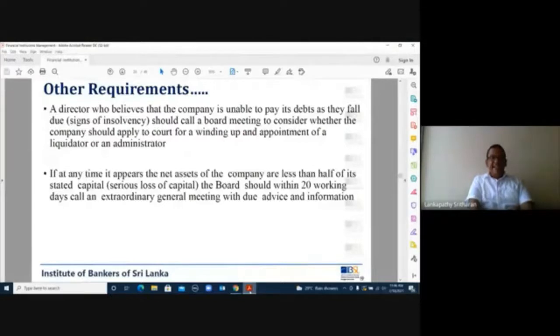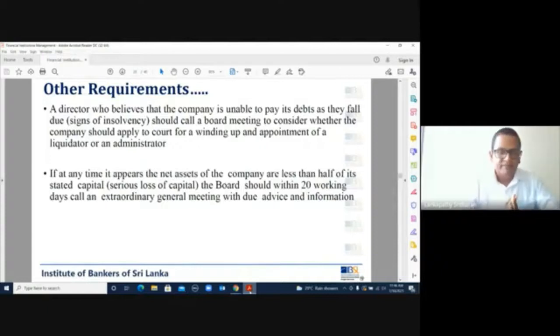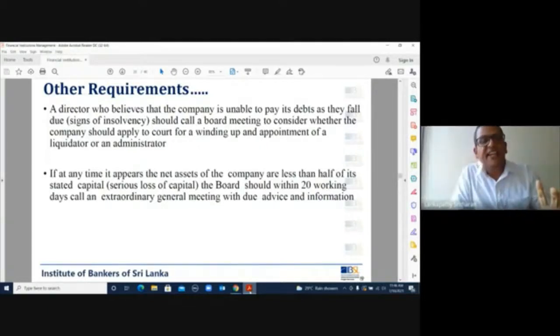If at any time it appears that the net assets of the company are less than half of its stated capital, the board should within 20 working days call an extraordinary general meeting with due advice and information. So it specifically says that at any time the net assets of the company are less than half of its stated capital, then in that circumstance, within 20 days, they should call an extraordinary meeting and give due advice and information to the shareholders.